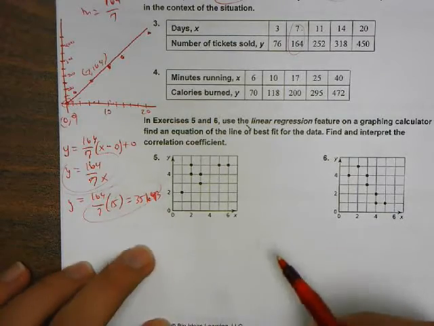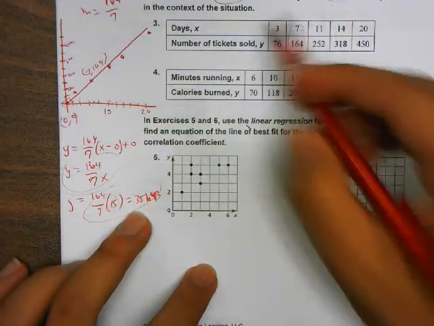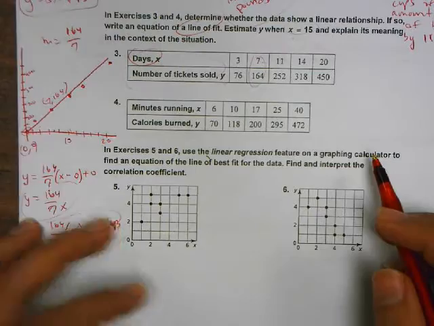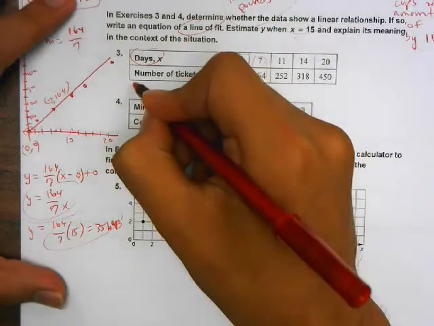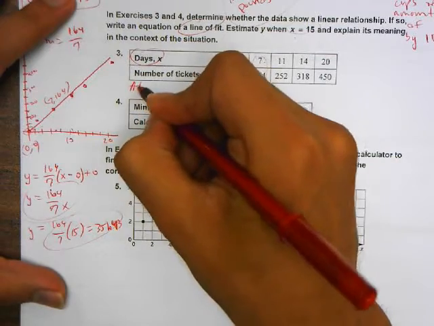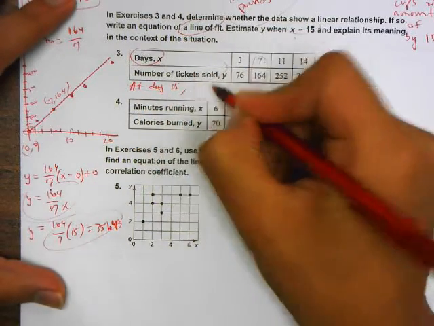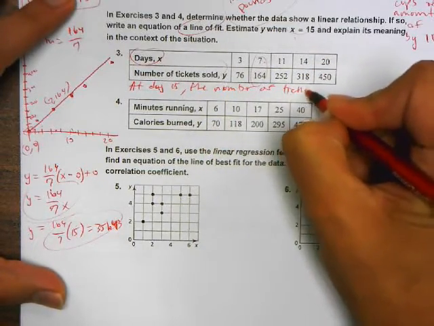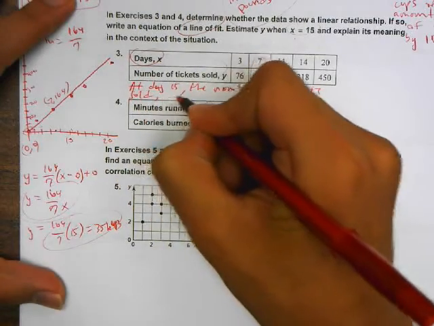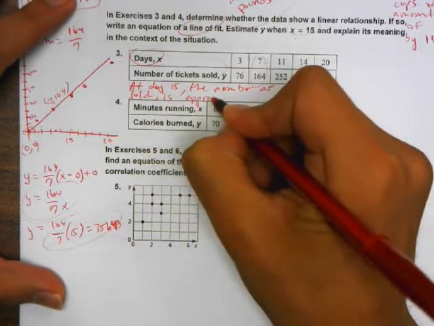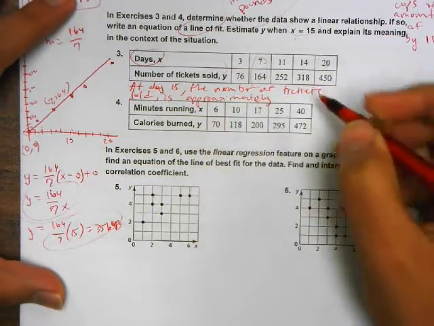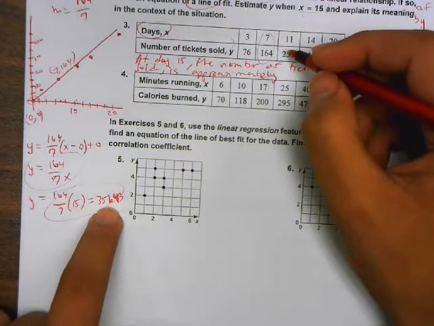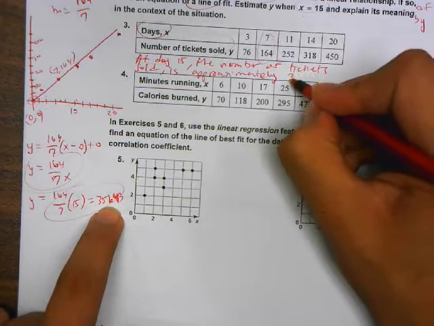Alright, so what does this mean? So we inputted 15 for our x value. Our x value was days, and our y value was the number of tickets sold. So to interpret this, at day 15, the number of tickets sold is approximately 350. You can't really sell 0.43 of a ticket, so you have to round up. 352 tickets.